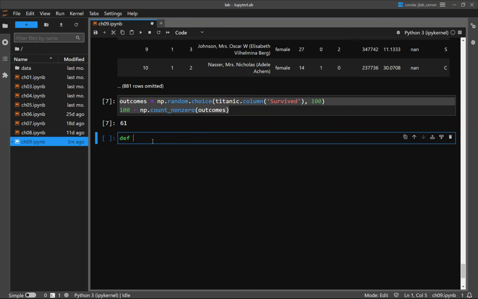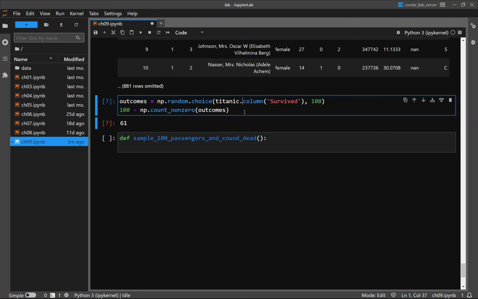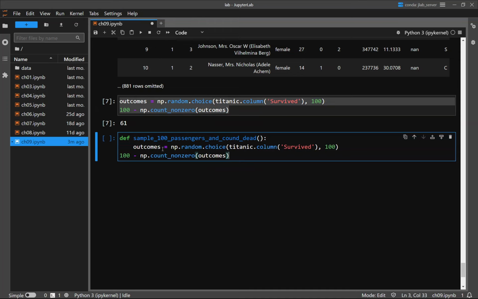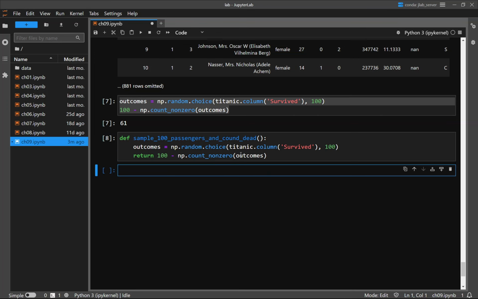This is a new sampling of people. Sample 100 passengers and count the dead ones, unfortunately. So I just kind of want to copy and paste this, really. I want to do this work every time I ask for it, and I want to give it a name, rather than just copying and pasting it. And to give the answer back, you say return. So that's the only difference. Right, so now I can call it as much as I want.